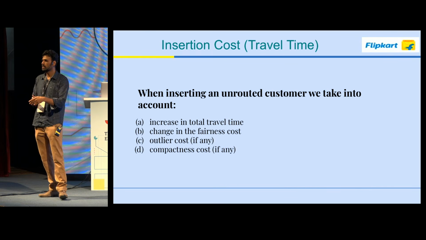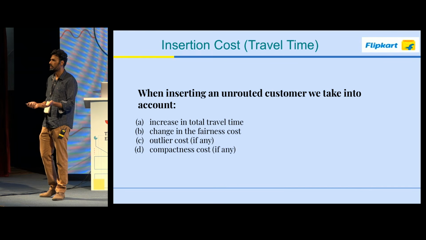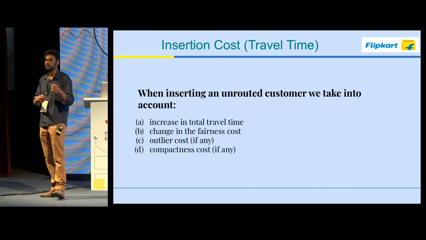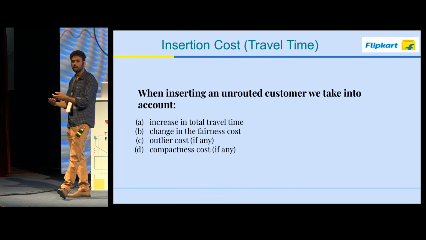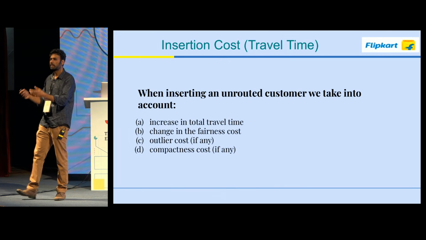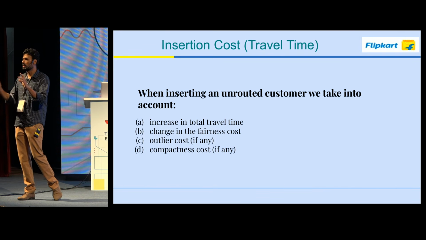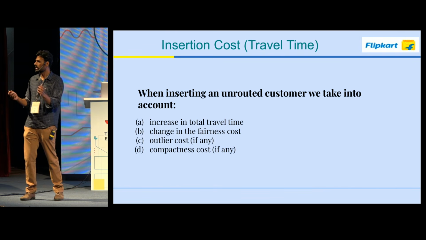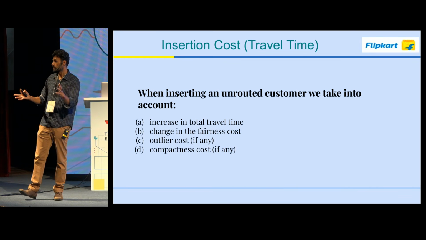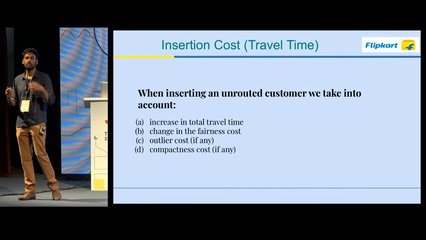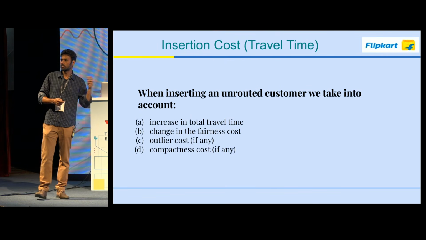But as you can imagine, I defined the total cost I'm trying to optimize. So it's natural then that the insertion cost would take into account, for instance, the increase in the travel time, right? The decrease or increase in the fairness, in the unevenness or evenness of the distribution. It will take into account whether the new customer that's inserted becomes an outlier or whether the compactness is increased. It contributes to the compactness. This is to be expected.